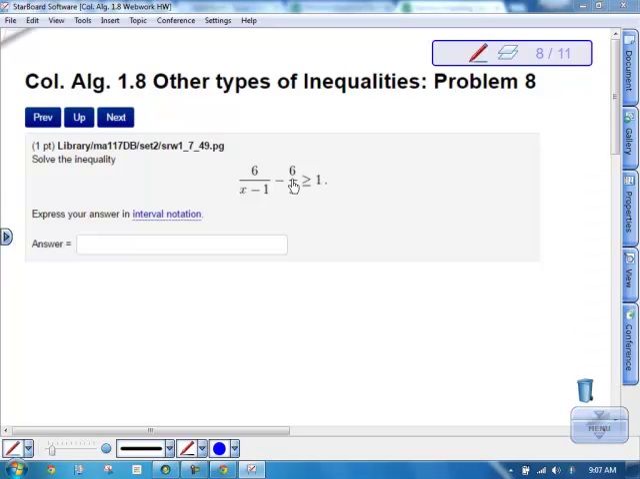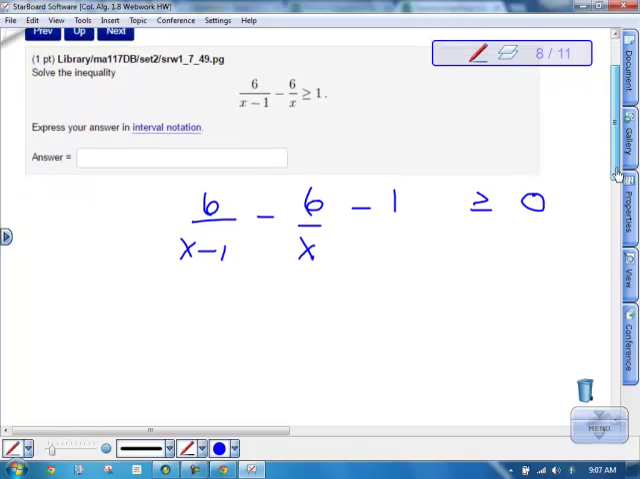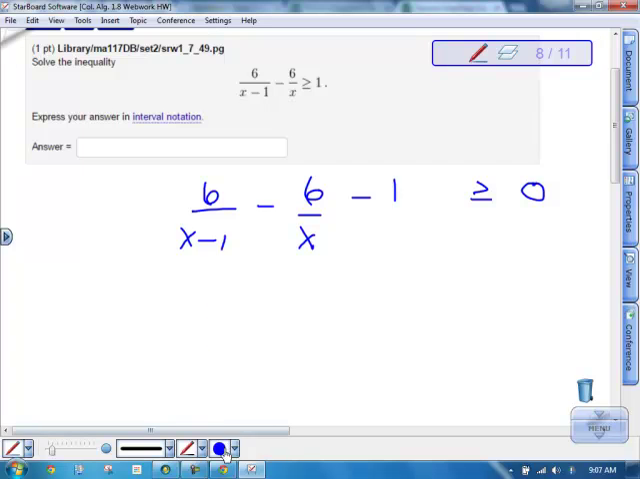This time, once again, you're tempted to clear fractions, but don't do that because we don't know if it switches the sense of the inequality. So we have to just do this algebraically. We have 6 over x minus 1 minus 6 over x, and we're going to subtract 1 from both sides and find out when this function right here is bigger than or equal to 0. All right, so to do this, we need a common denominator. We're going to multiply the top and the bottom of this one by x times x minus 1. That's still 1.